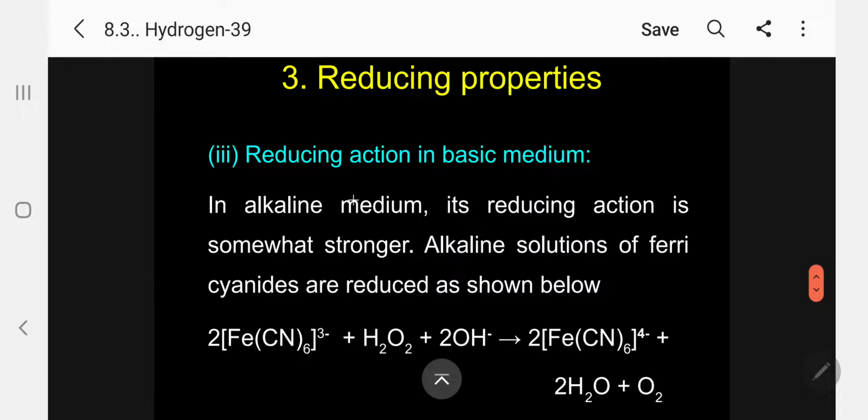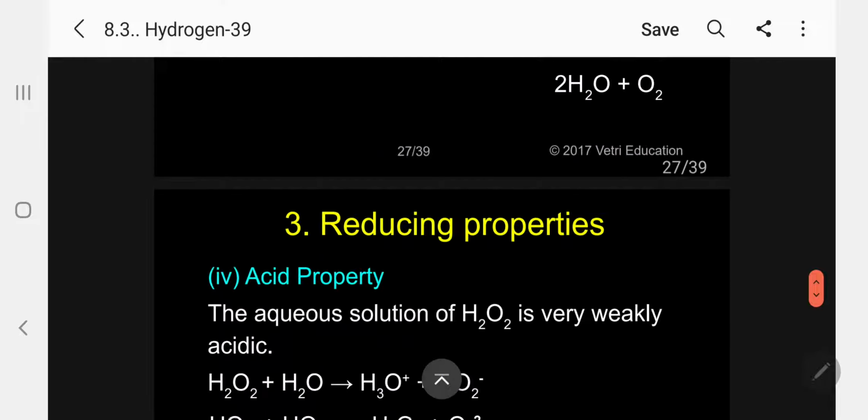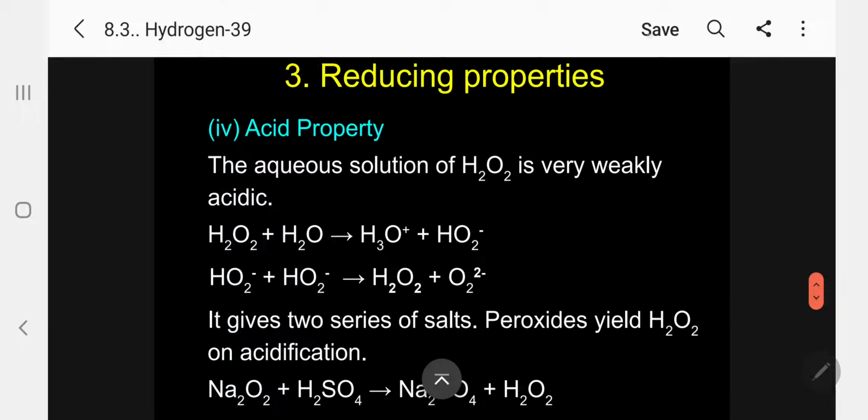Reducing properties. Reducing action in basic medium. In alkaline medium, its reducing action is somewhat stronger. In alkaline solution, ferricyanides are reduced as shown below. So ferricyanide undergoes reduction to ferrocyanide. We have seen already, the previous one is the reverse of this reaction. Next one, under reducing properties, acid property.